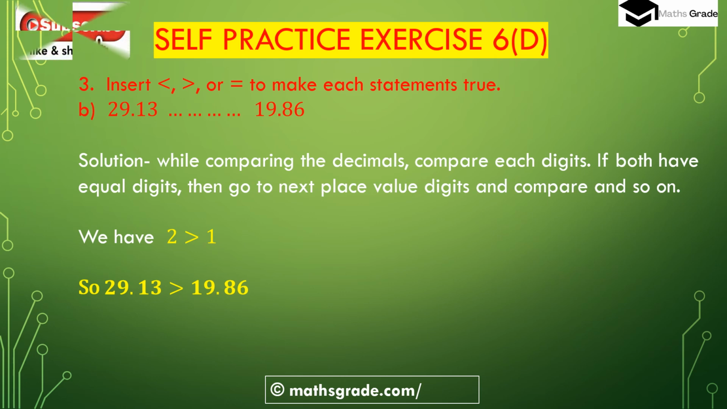Here the first digit is 2. In the first decimal 29.13, the first digit is 2, and in 19.86, the first digit is 1. We know 2 is greater than 1, so 29.13 will be greater than 19.86.